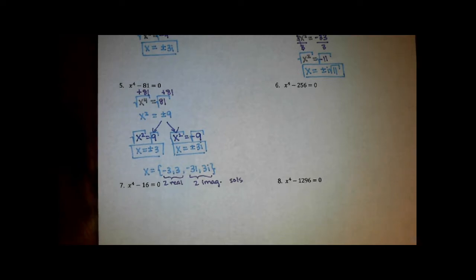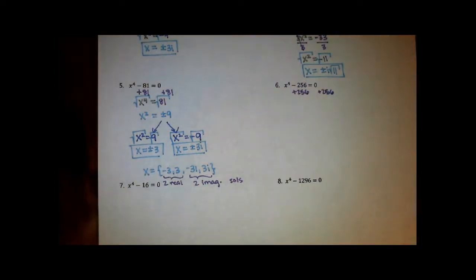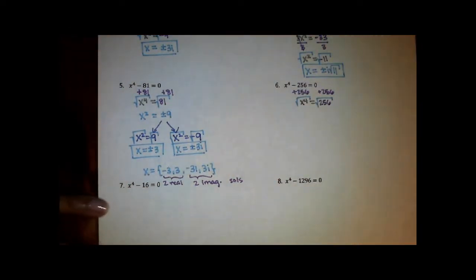So we'll start by adding 256 on both sides. Then we're left with x to the 4th equals a nice positive 256. And from here, we're just going to square root both sides, just like we did in the other problems. And then what we're left with is x squared equals plus or minus, what is the square root of 256? I believe it is 16.